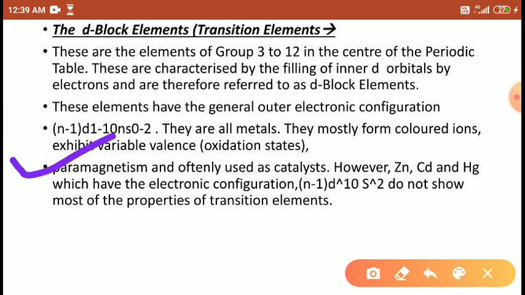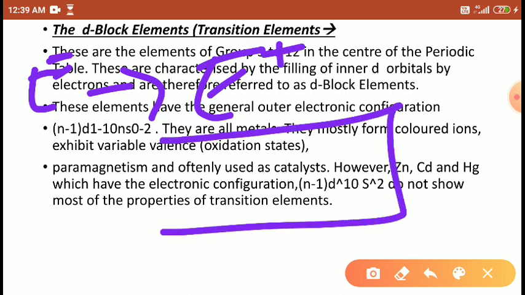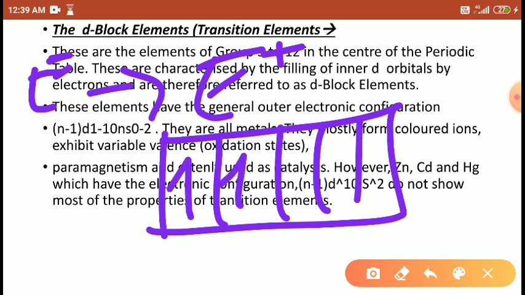Okay, and they are paramagnetic in nature. Paramagnetic means, students, that when any element turns into its ionic form, the d orbitals contain unpaired electrons, either 2 or more than 2 unpaired electrons present in the d orbital. That's why it is called paramagnetic in nature.